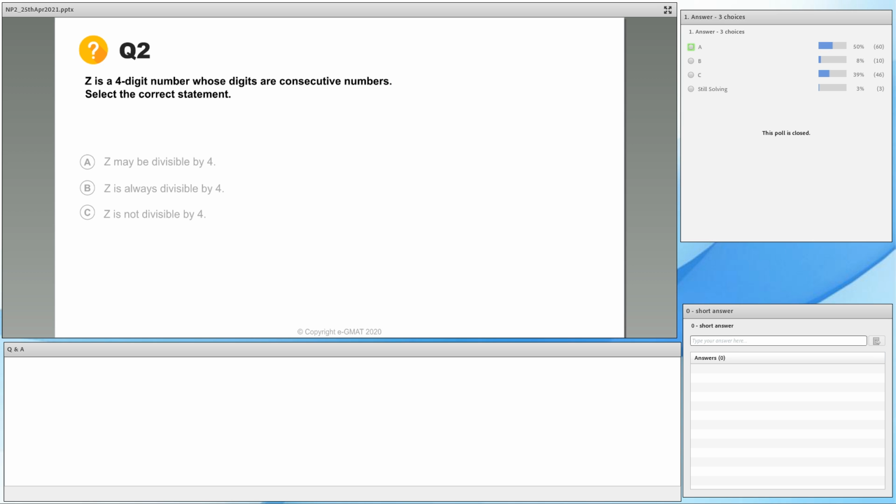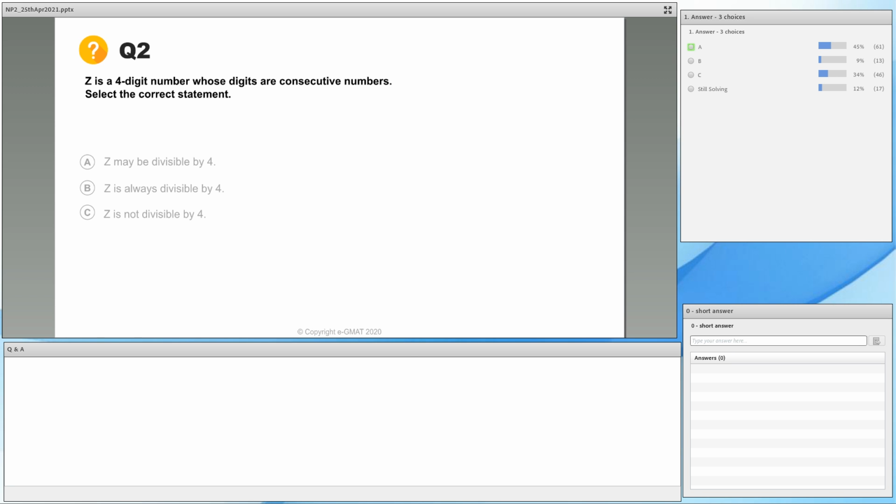Alright, so let me broadcast the results, and you already see something interesting happening here. 50% of you chose choice A, which by the way is the correct answer, but around 40% of the batch went for choice C, and another 8% went for choice B, which is it's always divisible by 4.